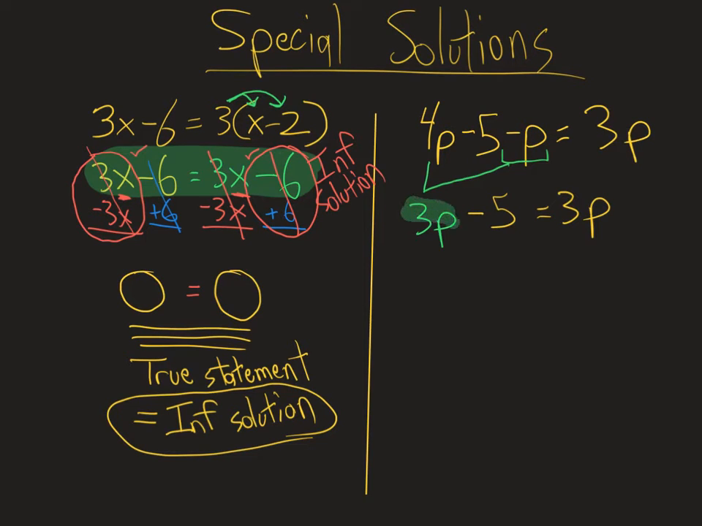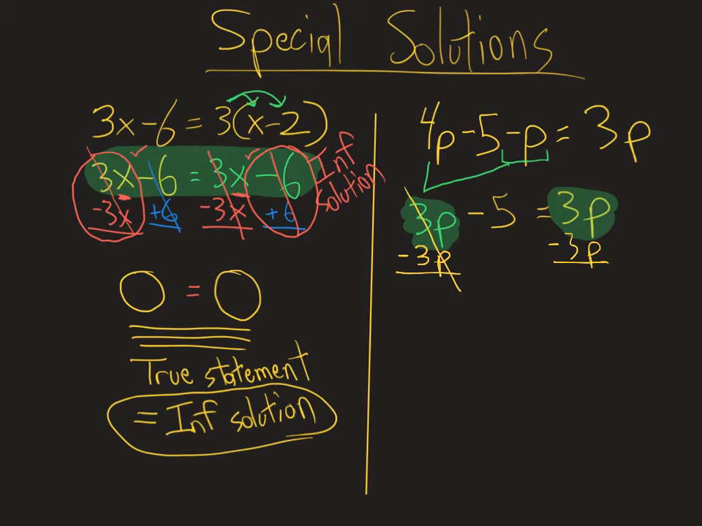I've got a 3p on both sides. That's an indicator to us that something abnormal may be going on. But we're going to just make sure. I'm going to move all my variables to one side, constants to the other, and since the -5 is already over here, I'm going to move all the variables to the right. So I do that, and again, the same thing happens.